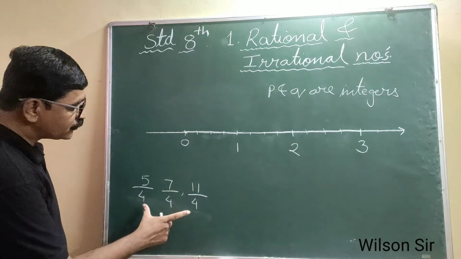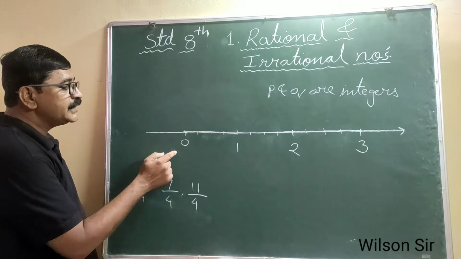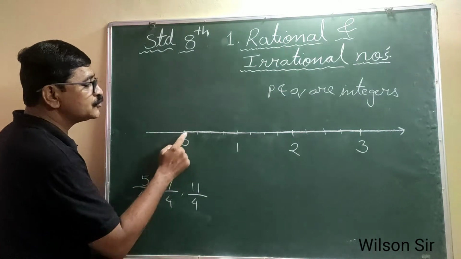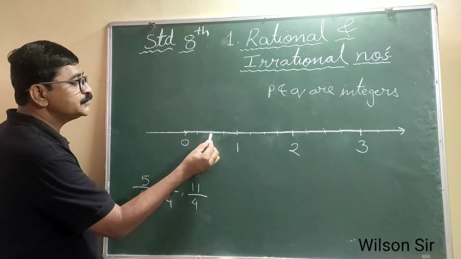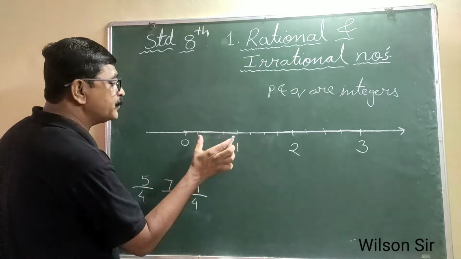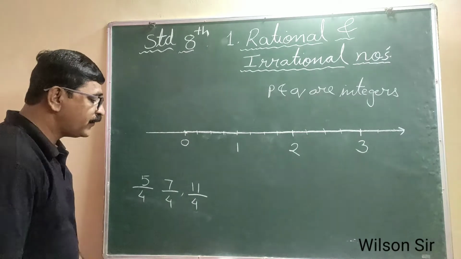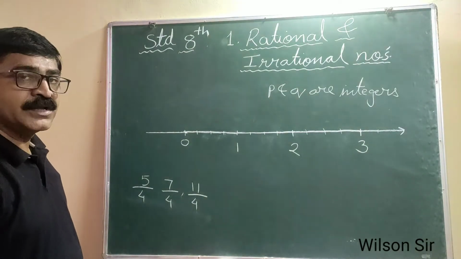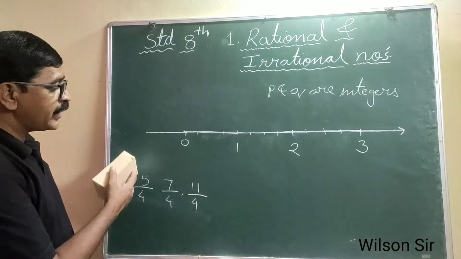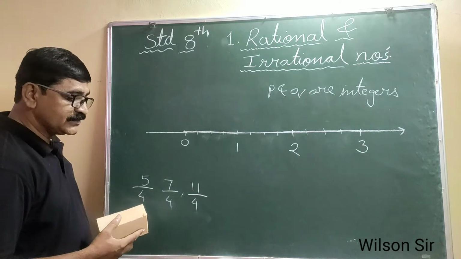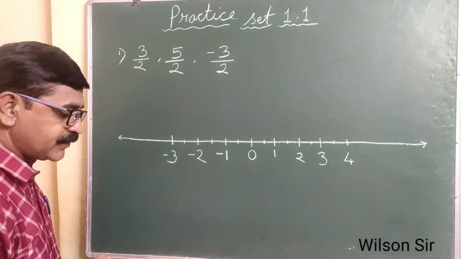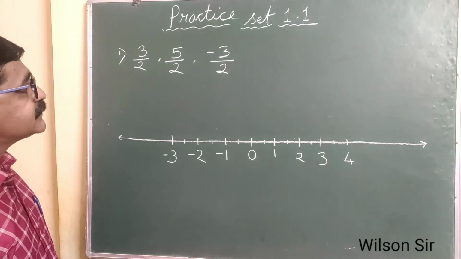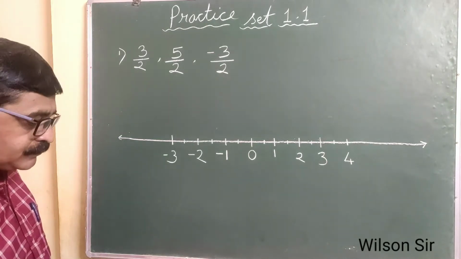So depending upon the denominator, the single unit from 0 to 1 has to be divided into 4 parts. This is 1, this is 2, this is 3, and this is 4. Then only you can identify the given numbers on the number line. Now I hope you have understood this concept. Now we are going to solve practice set 1.1. So chapter number 1, practice set 1.1.